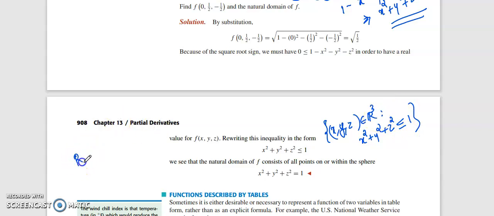R3 is the Cartesian product R cross R cross R. So this is how you find the domain. The domain is all points within the sphere, including the sphere.